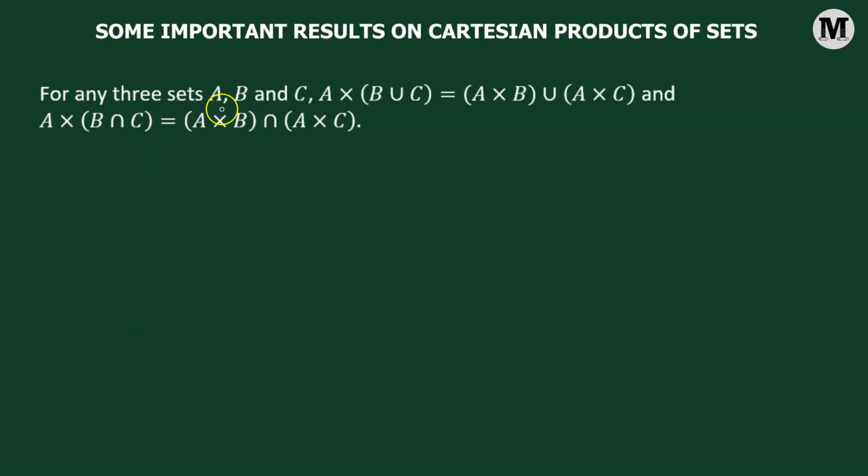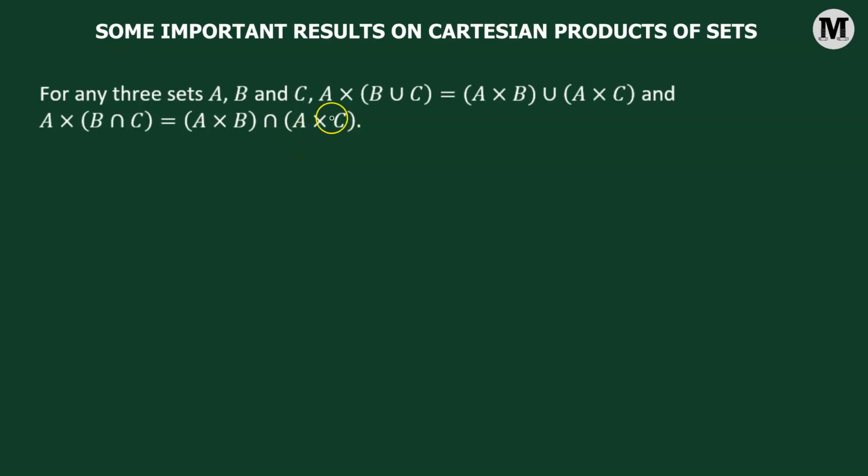So here we have three sets A, B and C. We need to show that the Cartesian product of A with the set B union C will be equal to the Cartesian product of A and B union with the Cartesian product of A and C. Similarly, the Cartesian product of A with B intersection C equals the Cartesian product of A and B intersection with the Cartesian product of A and C.